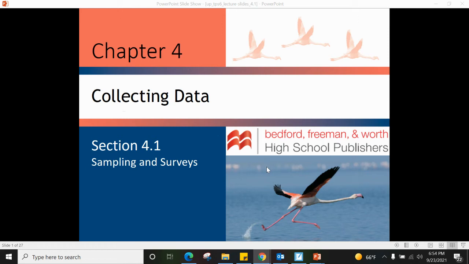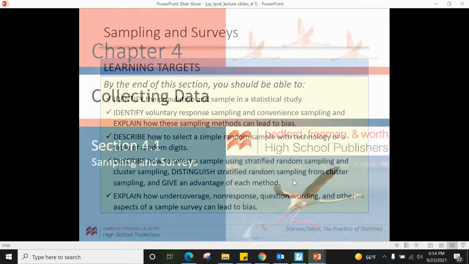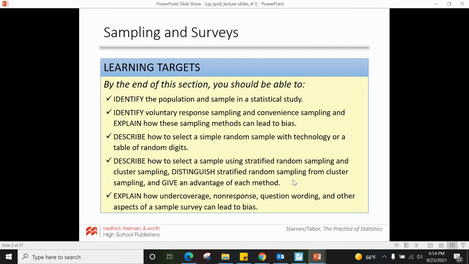All right, welcome to chapter 4, where we are collecting data. Today we are looking at section 4.1, sampling and surveys. So for learning targets today, you should be able to identify the population and sample of a statistical study.